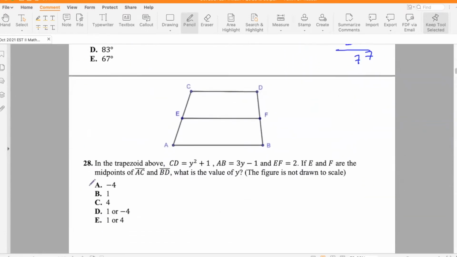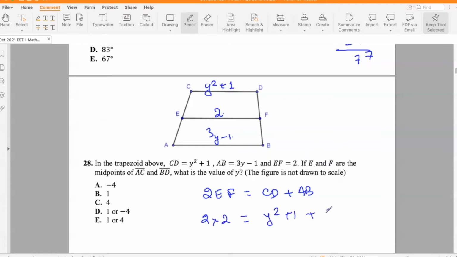In the trapezoid above, CD is y square plus 1. Okay. AB is 3y minus 1. And EF is 2. If E and F are the midpoints of AC and BD, what is the value of Y? So if E and F are the midpoints, then twice EF will be equal to CD plus AB, right? So 2 into 2 will be y squared plus 1 plus 3y minus 1. So this cancels out. So y squared plus 3y minus 4 is 0.